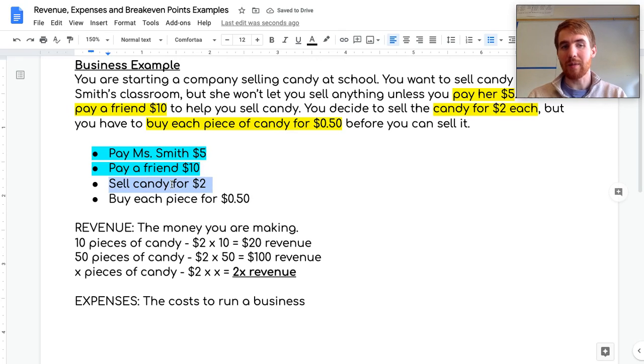Selling the candy, that's money that we're getting. That's part of the revenue, so we don't have to worry about that for expenses. But buying each piece for 50 cents, that's another expense. So we have 3 different expenses.